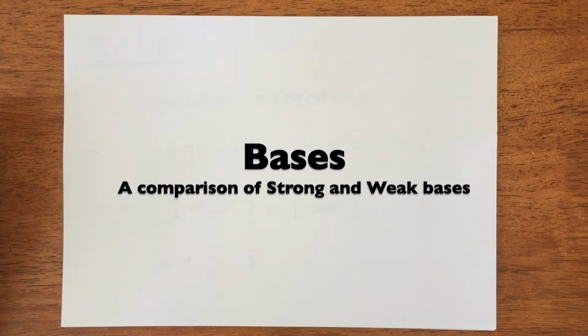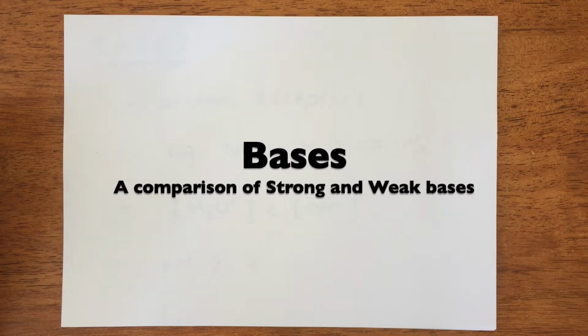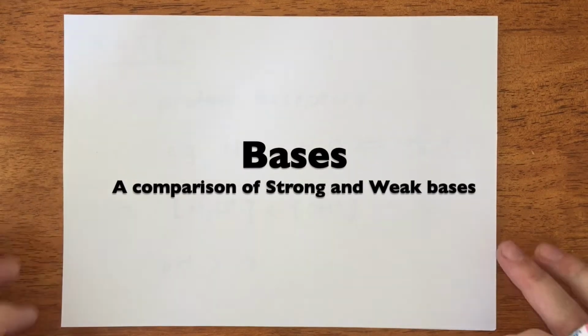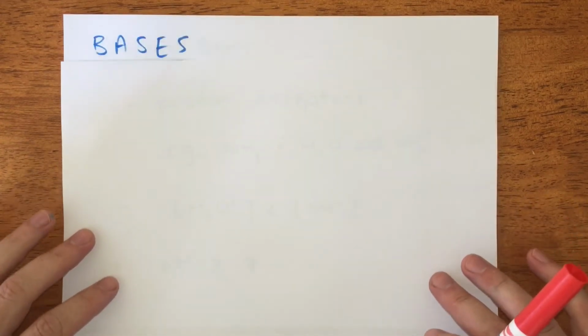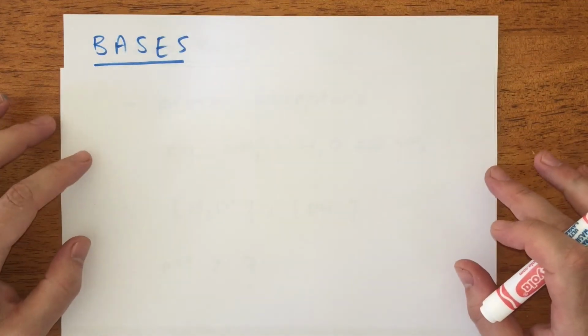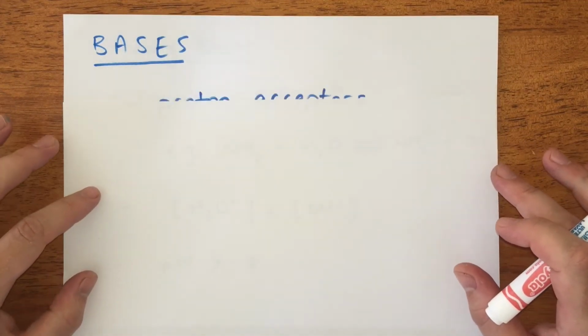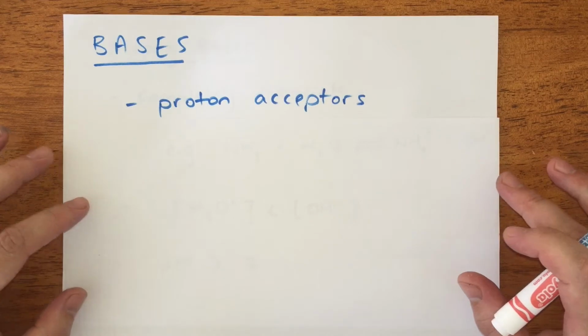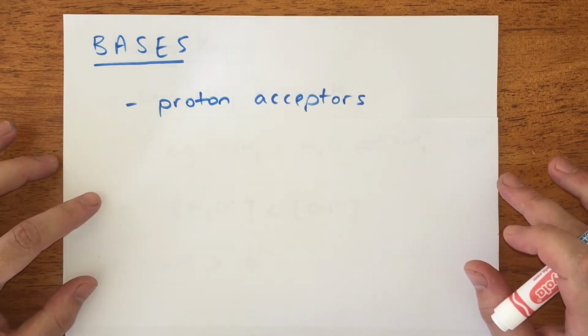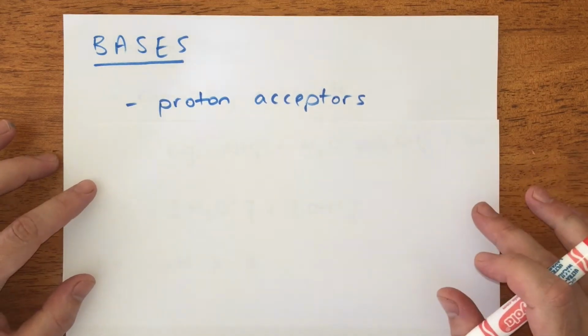We're going to compare strong and weak bases, we're going to look at what bases are, and we're going to look at how to calculate the pH of bases as well. So, first of all, what are bases? Well, bases are proton acceptors. That means they accept an H+ whenever they react.